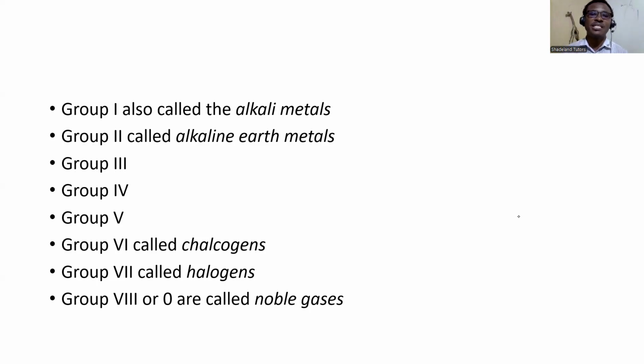Then group 7 elements are called halogens. Then group 8 elements are the same as group 0. It's either group 8 or group 0, and they are called noble gases, rare gases, or inert gases, but they are generally called noble gases. Are we together? Good.